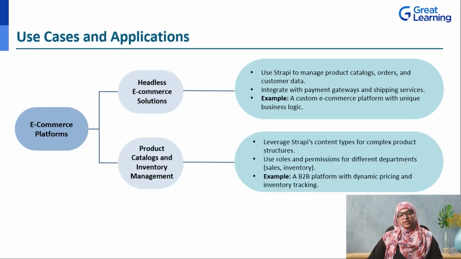And then the second one is product catalogs and your inventory management. You can use your Strapi for this when you're trying to leverage your Strapi's content types. That is, we saw multiple content types, single content type, right? For complex product structures, you can also use your roles and permissions for different departments like your sales and inventory. And one of the examples here, you can say, is a B2B platform with dynamic pricing and your inventory tracking.